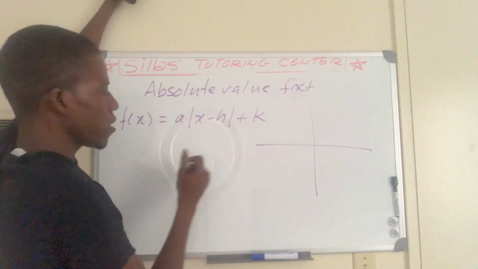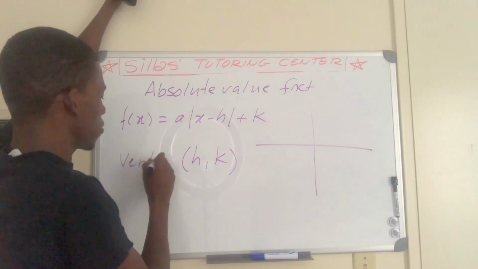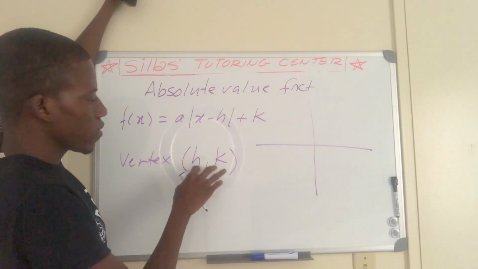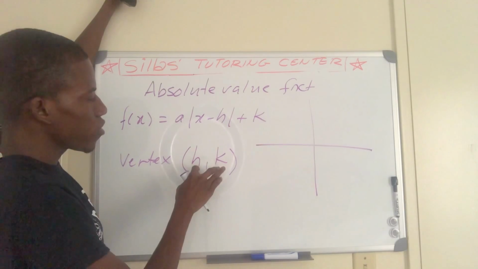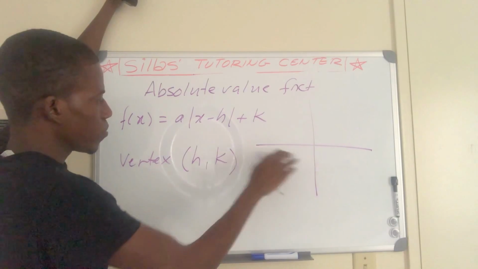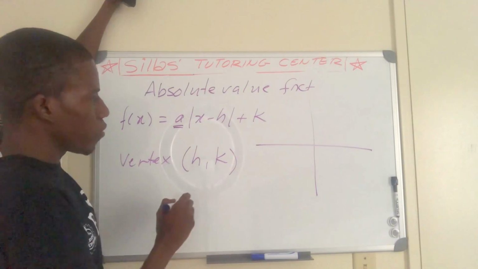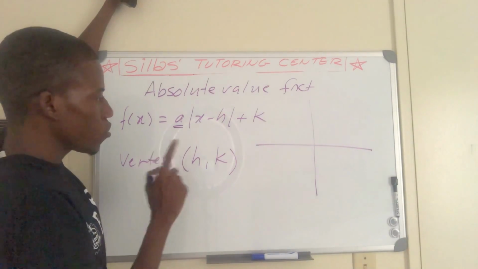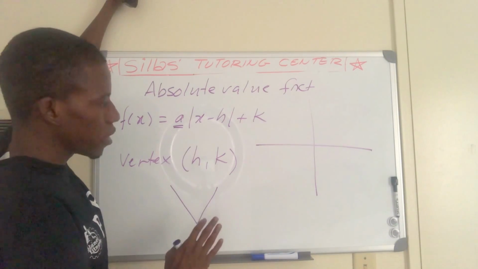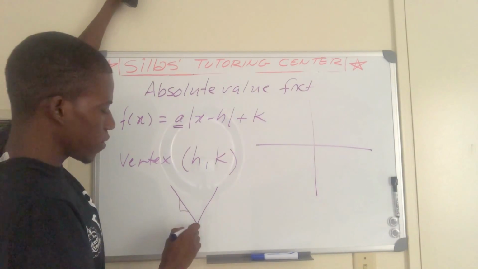To graph it in the coordinate system, we call (h, k) the vertex. The vertex of the function is (h, k), which means the center of the graph is going to be at (h, k). So (h, k) is a point that we are going to plot in the coordinate system. And a is going to be the slope of the line of the absolute value function. Just so you know, absolute value functions look like a V. They usually look like a V, the slope is going to be a, and (h, k) is going to be the point right here.